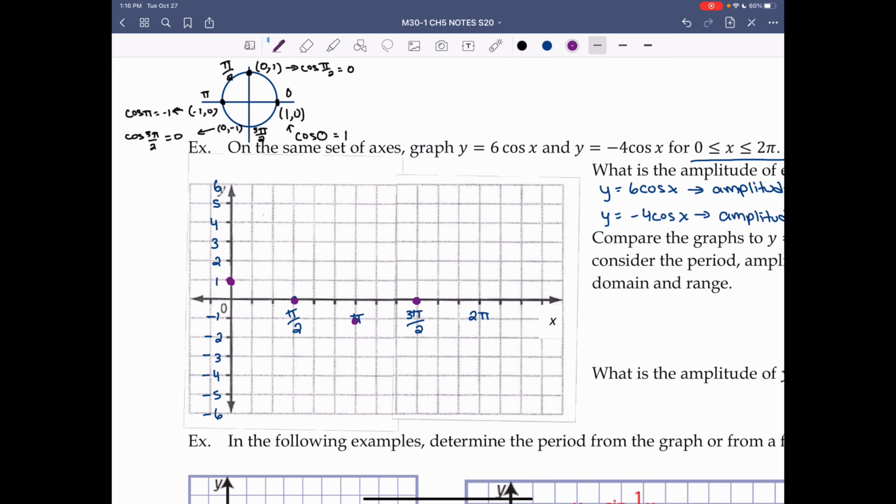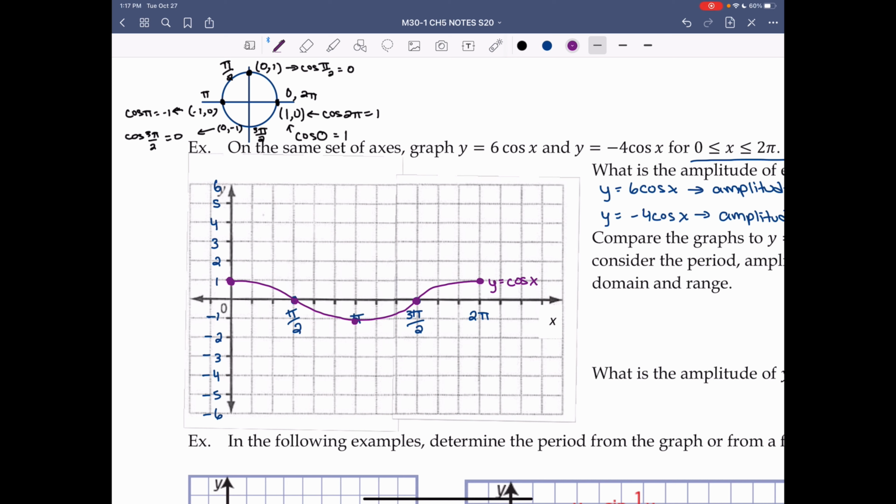And then last we get back around to 0, which is now 2 pi radians, and we have cos of 2 pi equals 1. We go to 2 pi on our x-axis, and we go up to 1 on our y-axis, and we plot our point. Then we have a curve that goes through these points, so it's going to look something like this. And that's our y equals cos x.